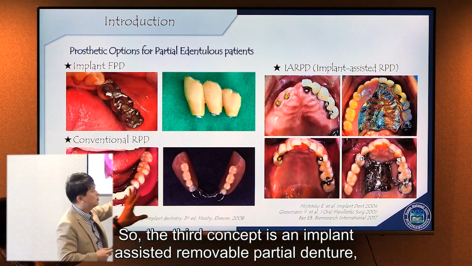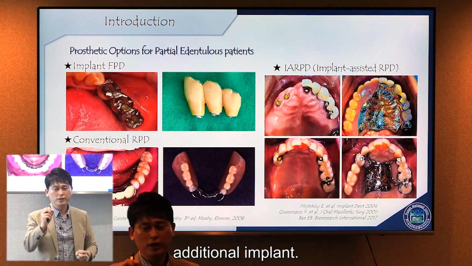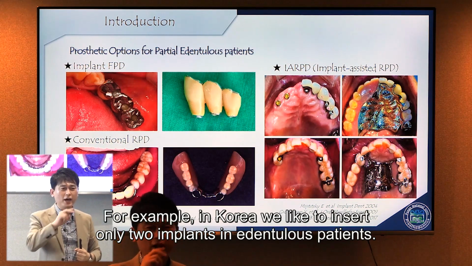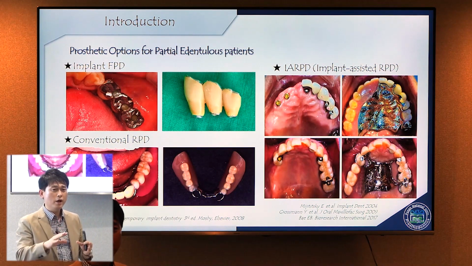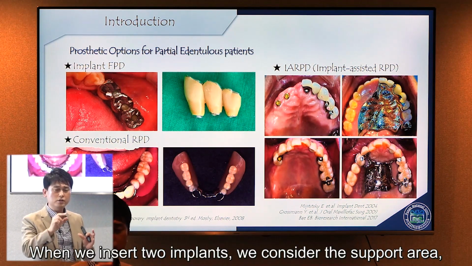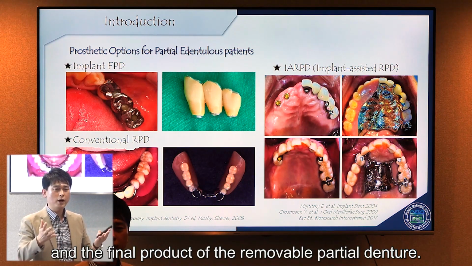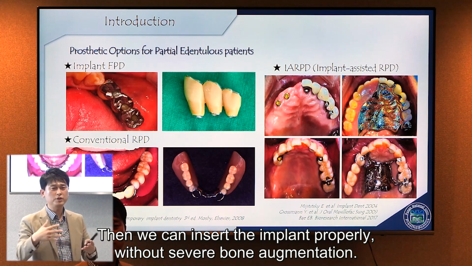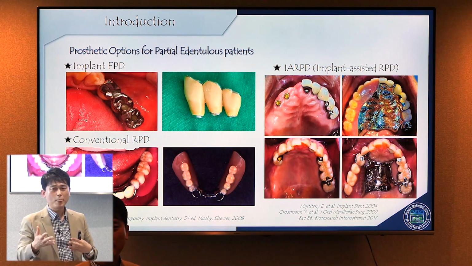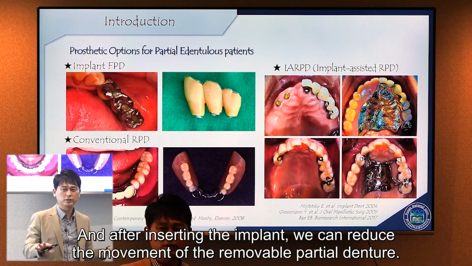So the third concept is the implant assisted removable partial denture. Additional implants. For example, in Korea, we like to insert only 2 implants in a partially edentulous patient. When we insert 2 implants, we consider the support area and then the final product of the removable partial denture. And then we can insert implants properly without severe bone augmentation. After inserting the implants, we can reduce the movement of the removable partial denture.